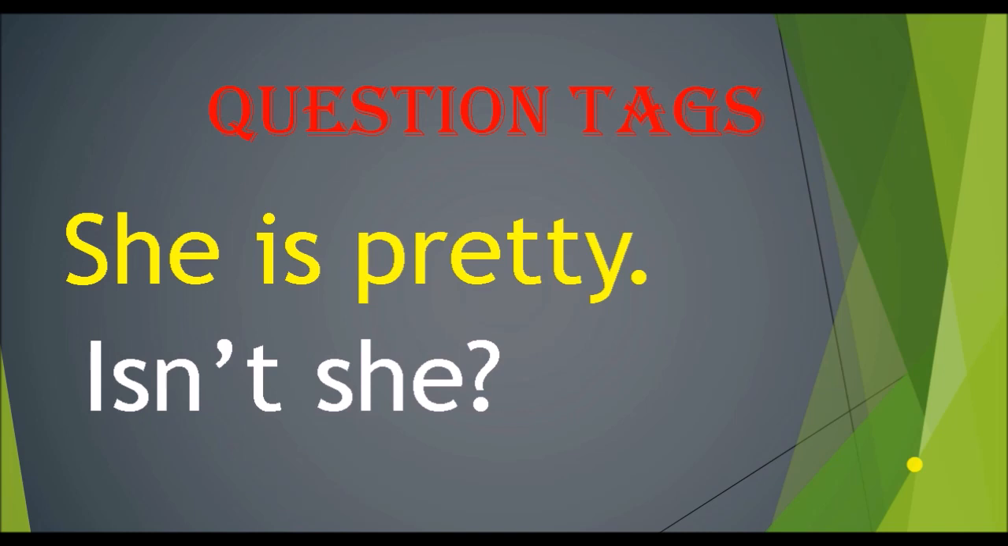She is pretty, isn't she? "She is pretty" is a sentence or a statement. "Isn't she?" is a question. You see, "she is pretty" is a statement, and "isn't she?" is a question. That is called a tag question. Okay, let us see one more example.